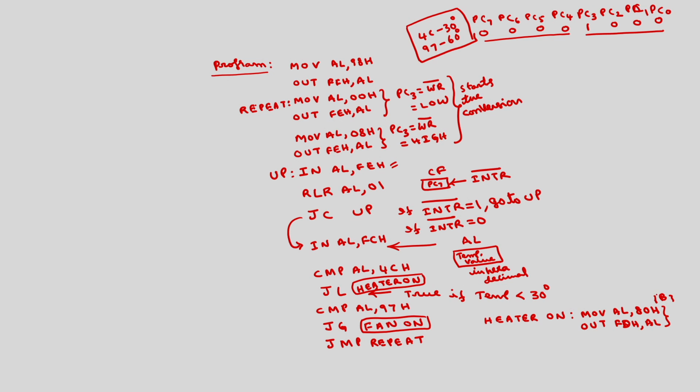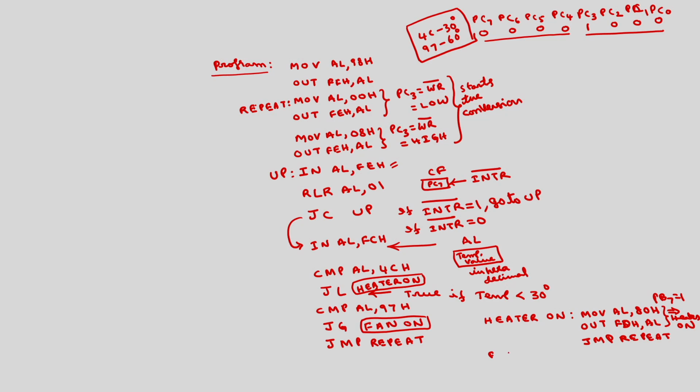PB7 is equal to 1, implies heater is on. Then how to unconditional jump, and how to repeat the process, jump to same repeat process.